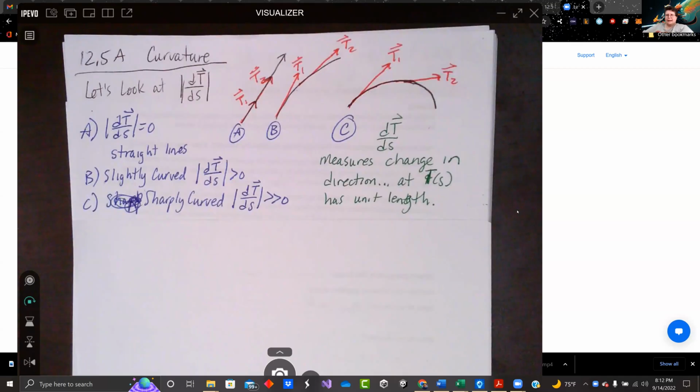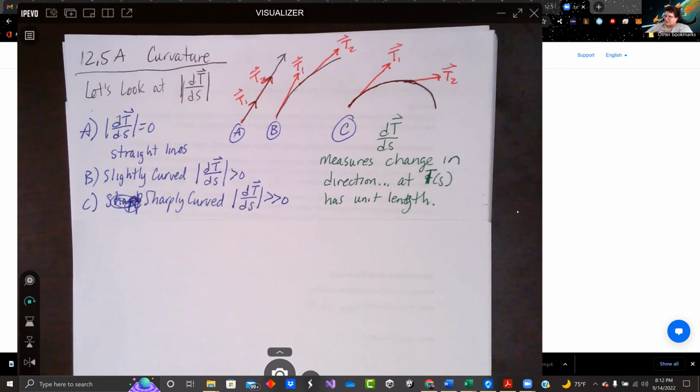Hey everybody, welcome back. This is chapter 12, section 5 in our calculus Anton book, 11th edition. This section is on curvature and the radius of curvature. We've been working with vectors and looking at the tangent line, binormal line, and normal lines. Here we're going to take a look at the curvature.